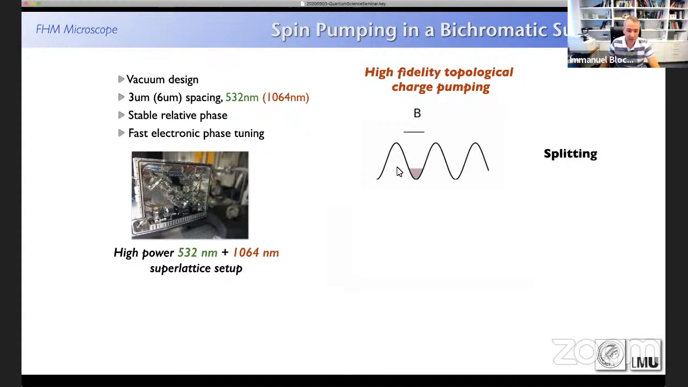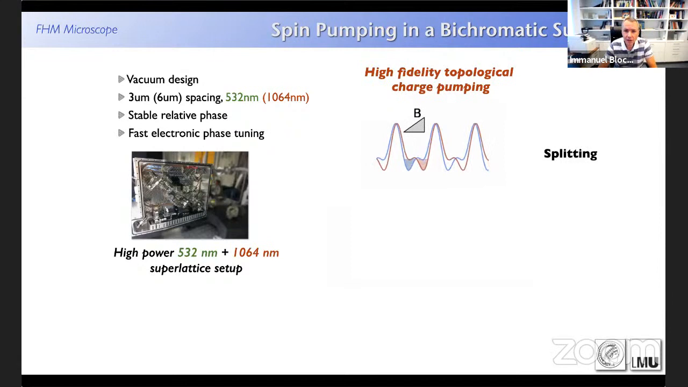So what we're going to do first is apply a magnetic field gradient. We're going to introduce a double well through this short-spacing lattice. So the spin down is pulled into the upper plane, the spin up into the lower plane. That's the first thing. So we separate a single plane into two adjacent planes.